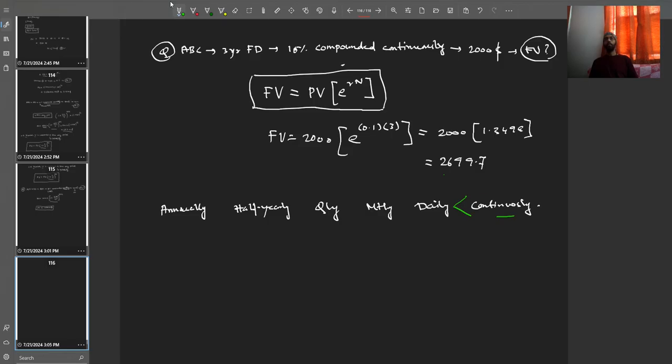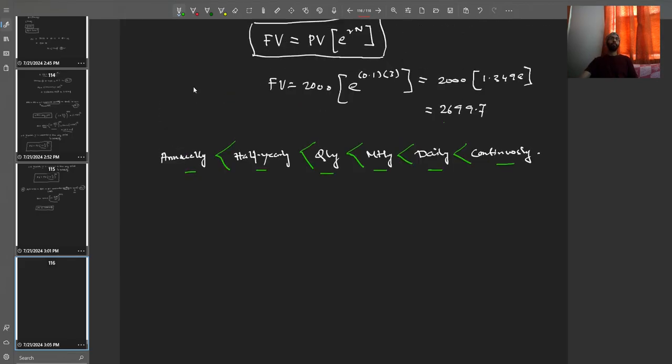And if the compounding is daily, it will be greater than the monthly compounding future value for the same initial investment. If the compounding is monthly, then the future value will be greater than the quarterly compounded future value. And same it goes. Quarterly will be greater than half yearly will be greater than annually. If you want to verify, we can verify with this example itself. So let's do it, friends.